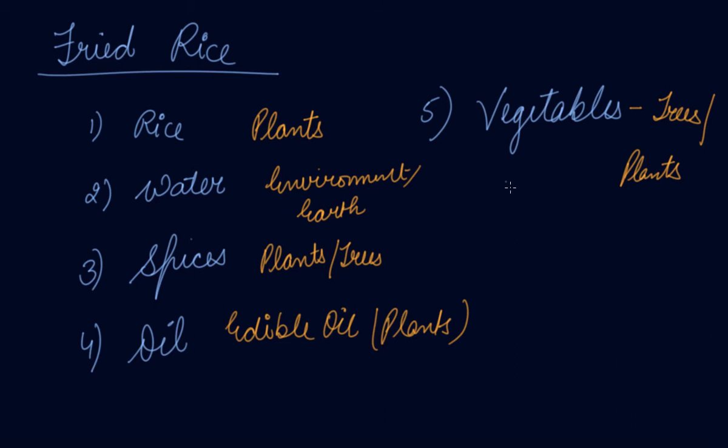And number six is salt. Now this is a source which is different. So salt you get from oceans. You extract the salt from oceans. So all these items you need to make the fried rice. So all the sources, if we see here, are from the plants, right?